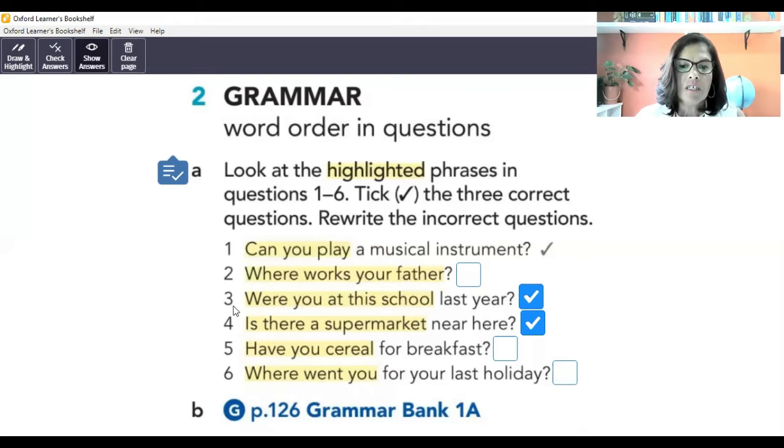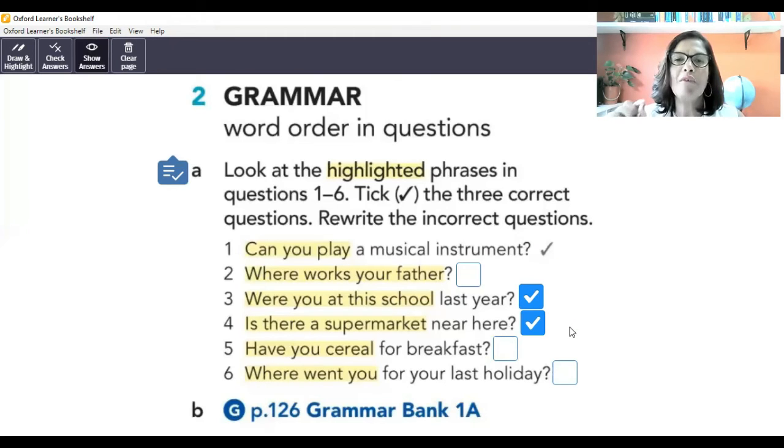Yeah, last year. Number 3, is there a supermarket near here? Again, this is the verb to be. In fact, the verb here is there be. There is, there are, okay? And for questions, is there? So, is there a supermarket near here?